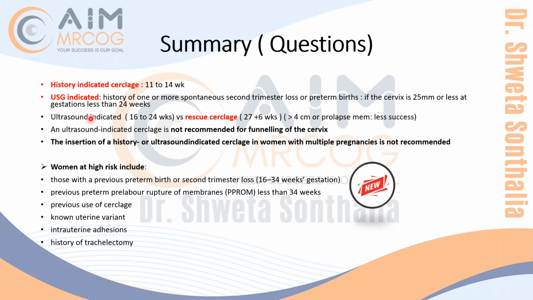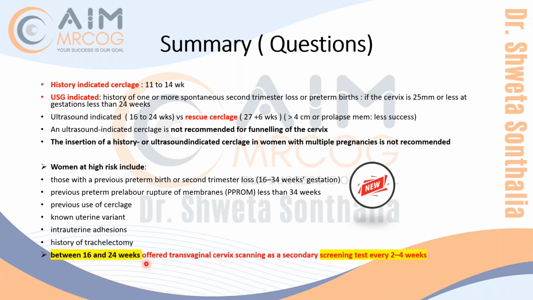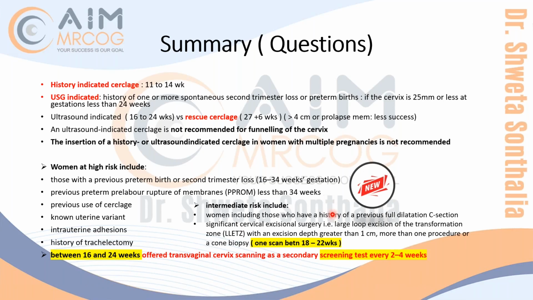Okay, so we discussed history indicated, ultrasound indicated, and rescue cerclage. We discussed that in funneling and multiple pregnancy, this is not going to apply. We saw that in high risk, we are going to monitor every 2 to 4 weeks between 16 to 24 weeks. And the new thing is the two categories, high risk and intermediate.